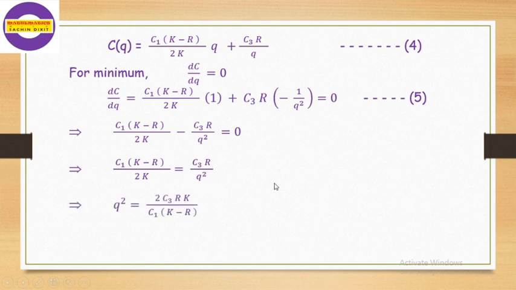Then we find the value of q square is equal to 2C3RK divided by C1 into K minus R. Taking square root on both sides, q is equal to the square root of 2C3RK divided by C1 into K minus R, equation number 6. Now this gives the quantity, but we have to check whether this value is a minimum or maximum, and for that we have to find the second derivative of this cost equation.